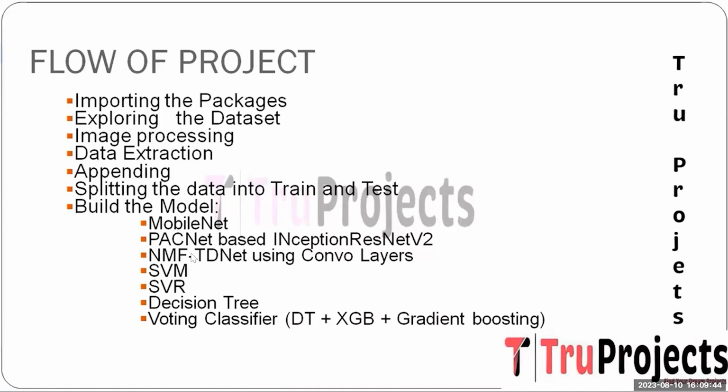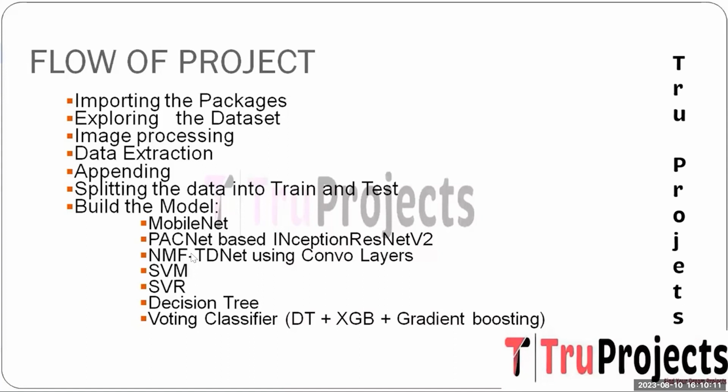And the next one is NMF-TDNet using convo layers. This is a specialized neural network architecture designed for extracting the features from the 3D MR images. It employs the convolutional layer to process the image and generate the informative features, which effectively process the 3D brain MR image, capturing the essential pattern and the structure relevant to the Alzheimer disease diagnosis and the regression task.